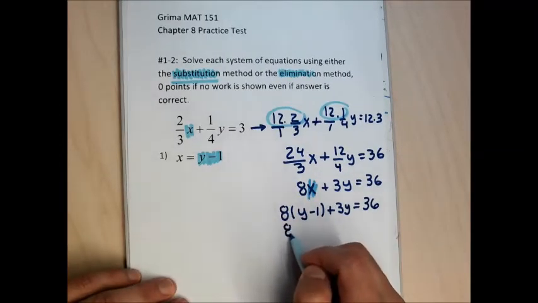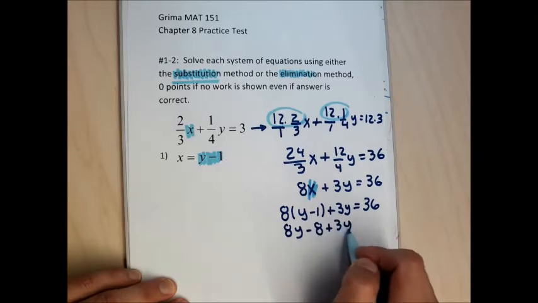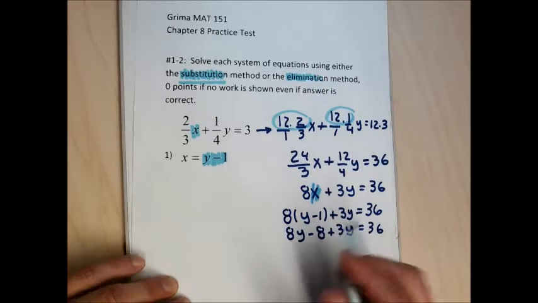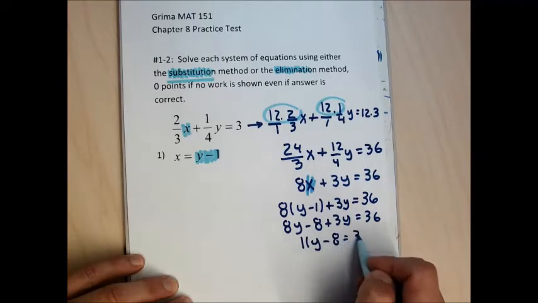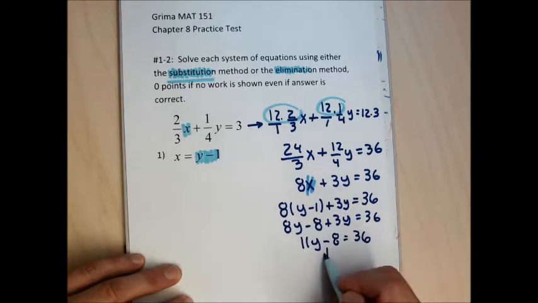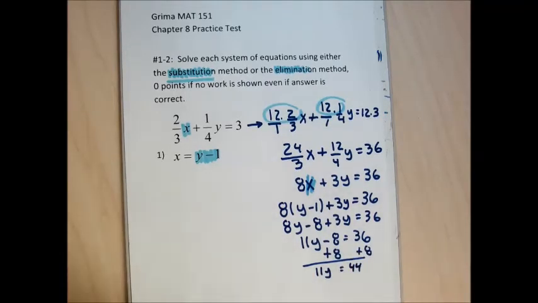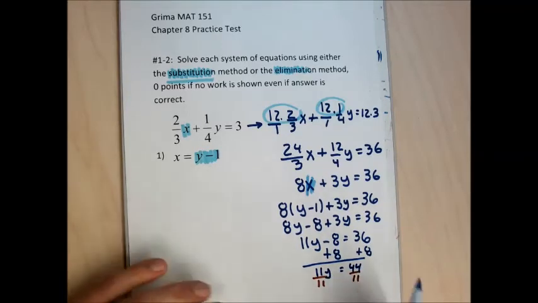I'm going to clear the parentheses by multiplying the 8 times the y and the 8 times the minus 1. And then on the left side, I'm going to add the 8y and the 3y and get 11y. I'm going to get the 8 to the other side by adding 8 to both sides. And then I'm going to divide by 11 and get part of my answer, but not my whole answer.